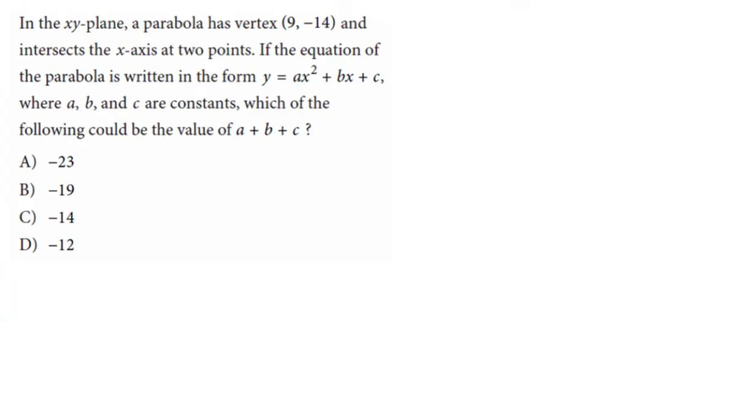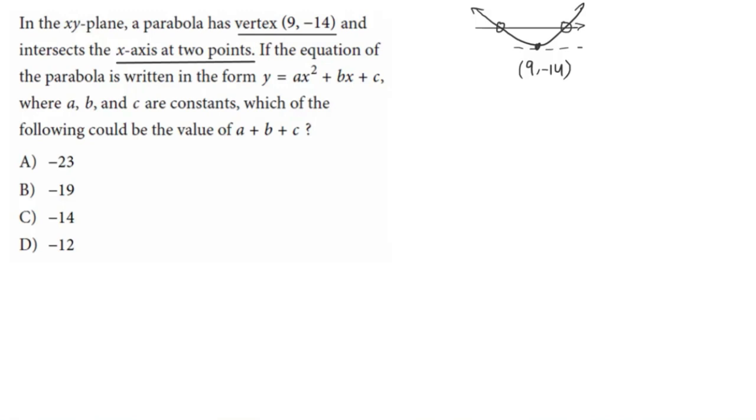Let's take a look at this problem. In the xy plane, a parabola has the vertex (9, -14). The vertex is either the max point or the min point, and it intersects the x-axis at 2 points. So let's take a look at how this graph looks. It must be like this, because its vertex is below the x-axis and it intersects the x-axis at 2 points. So this is the possible shape of this parabola. It has a minimum turning point and is upward open.